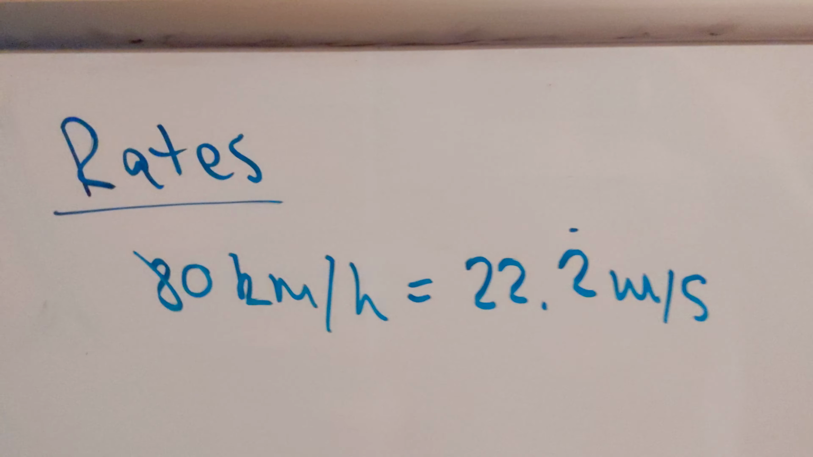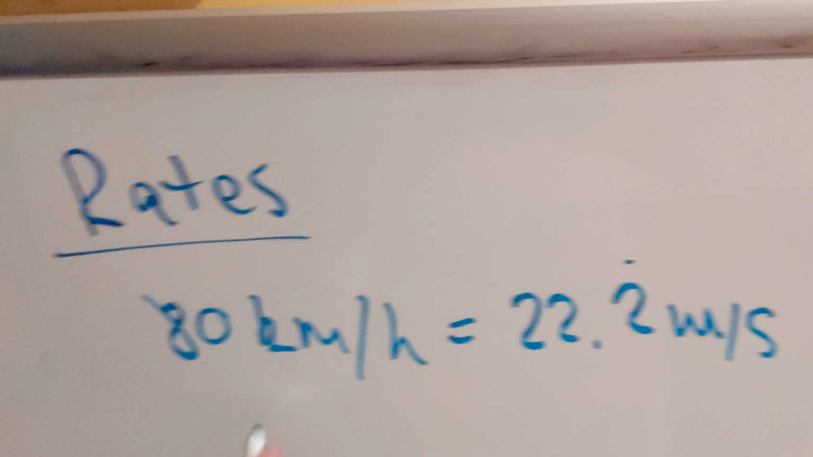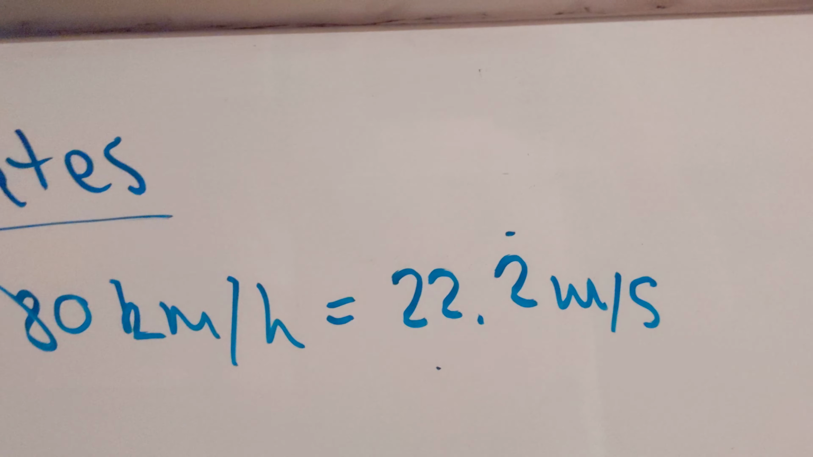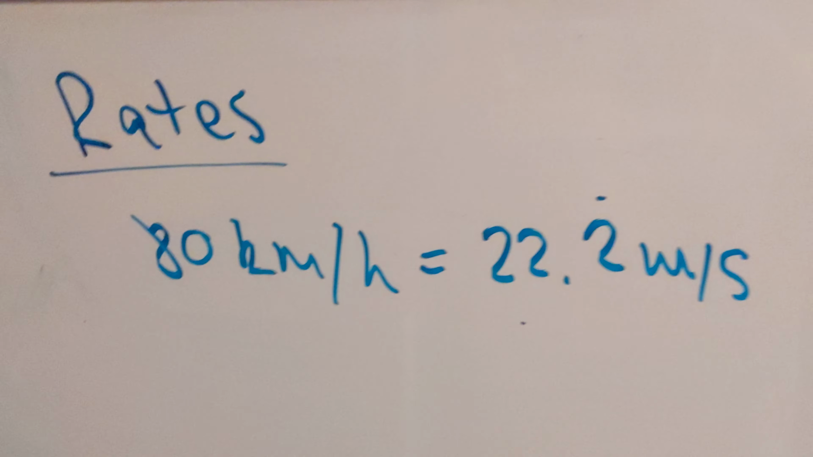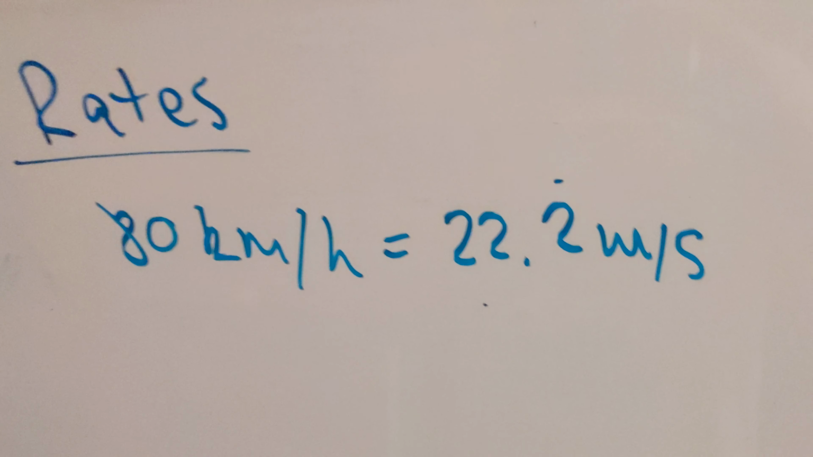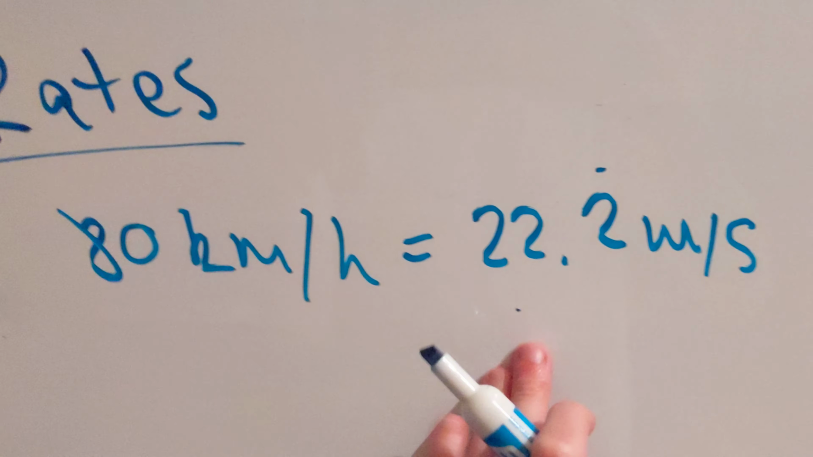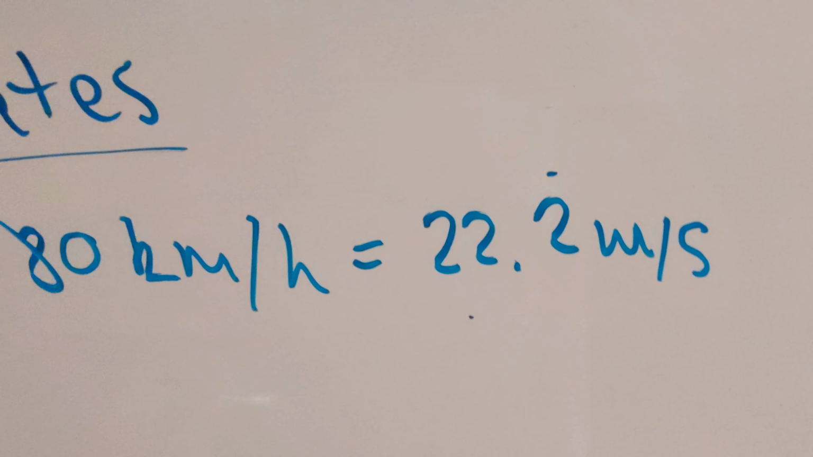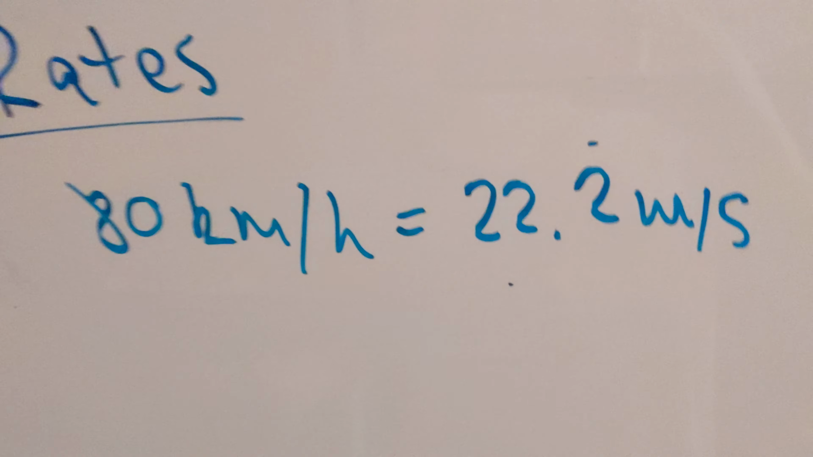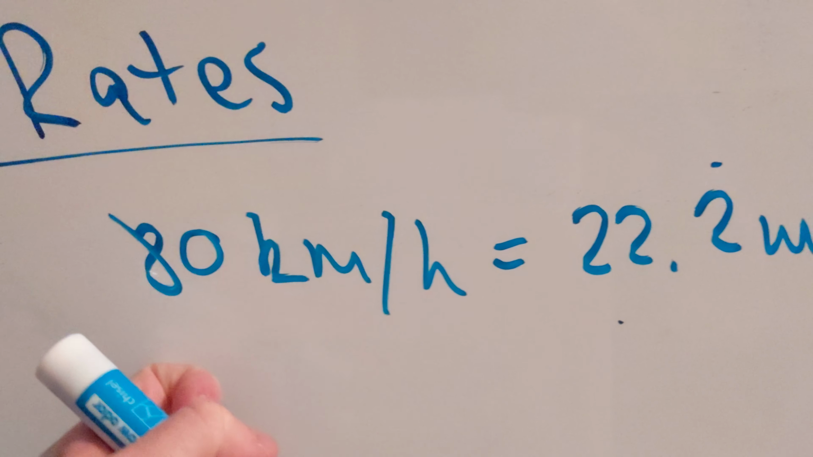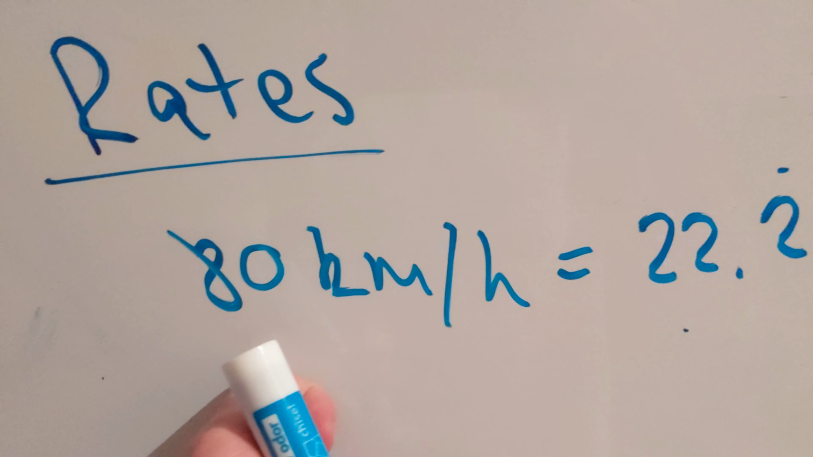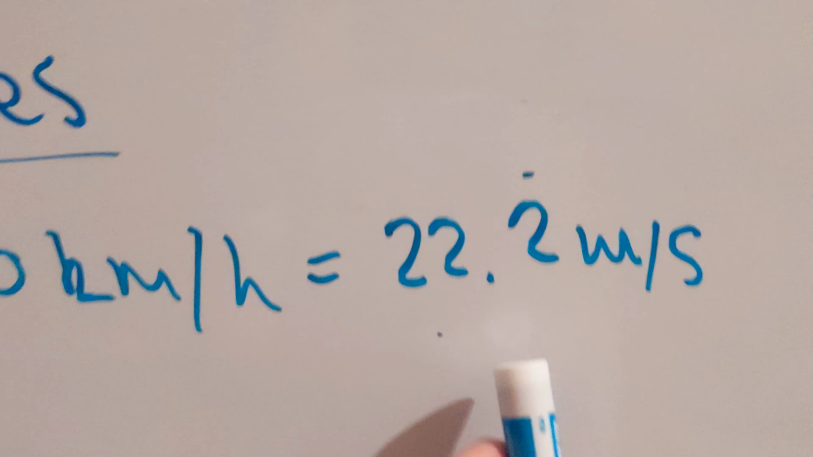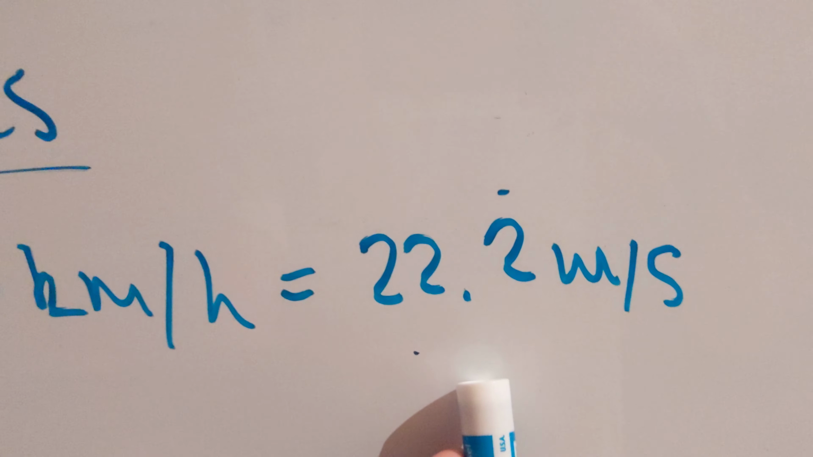In the last video, we determined that 80 kilometers per hour is equivalent to 22.2 repeater meters per second. Now in this video, I want to talk about direct proportion, and I want to relate it to this example here. Now, if I was to have a greater number here instead of 80, let's say we doubled it to 160 kilometers per hour, that would change what it is in meters per second.